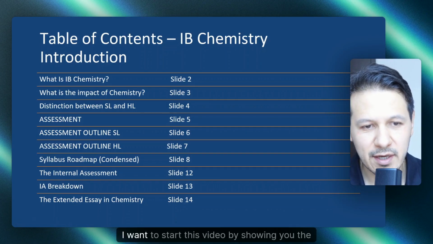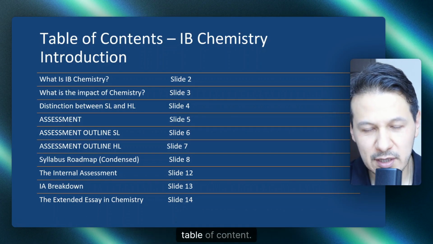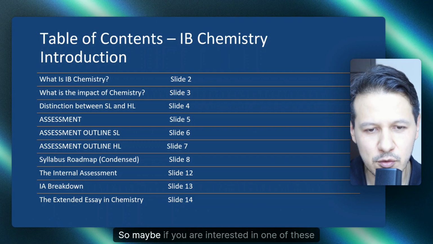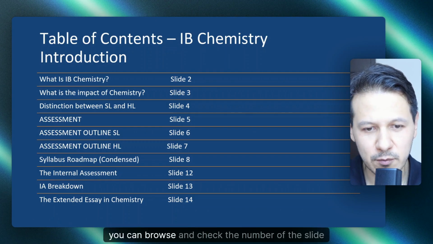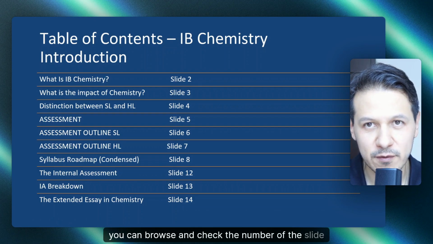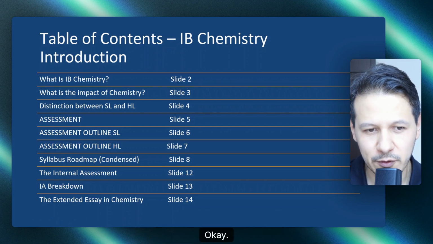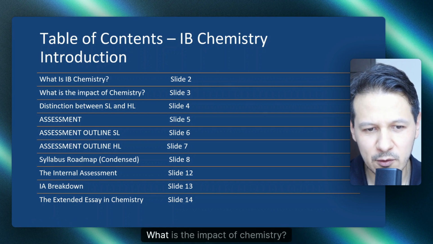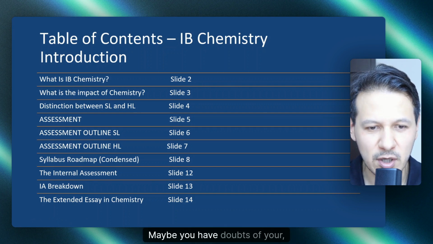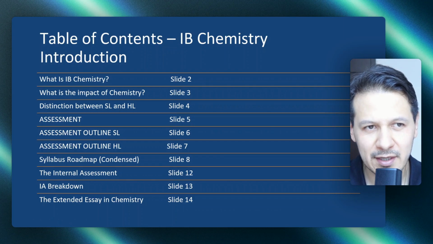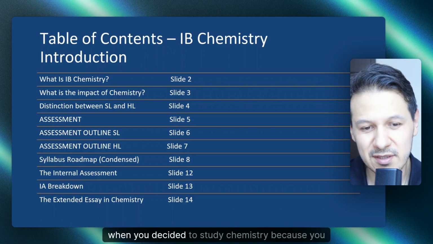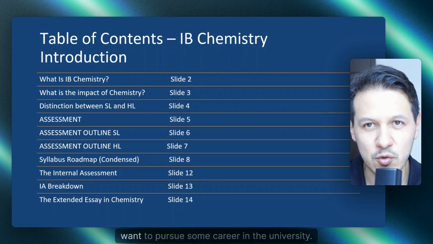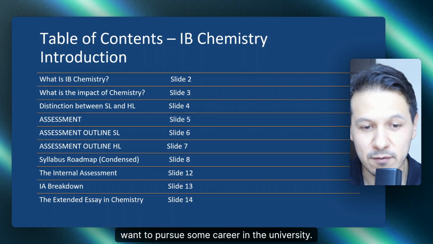Okay, guys, I want to start this video by showing you the table of contents. So maybe if you are interested in one of these topics more, you can check the number of the slide and go to the topic. I will talk about what IB chemistry is, what the impact of chemistry is. Maybe you have doubts about your fields of action in the future when you decided to study chemistry because you want to pursue some career in the university.